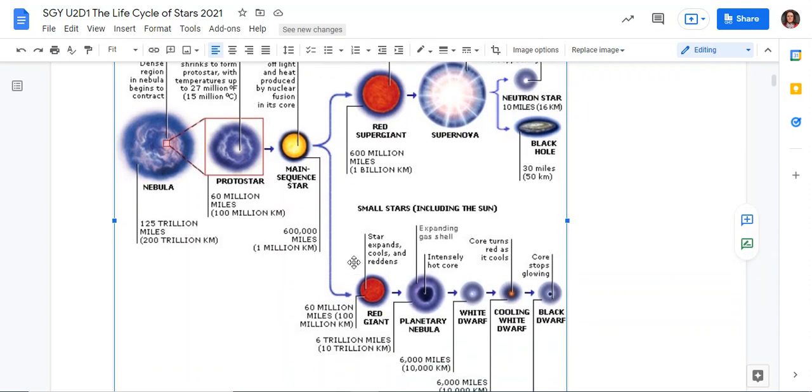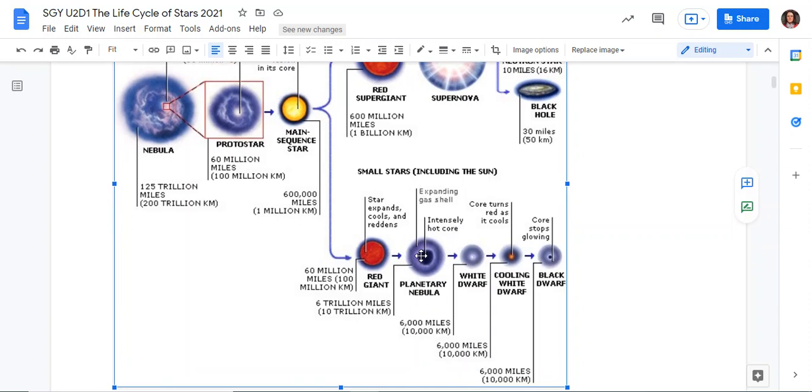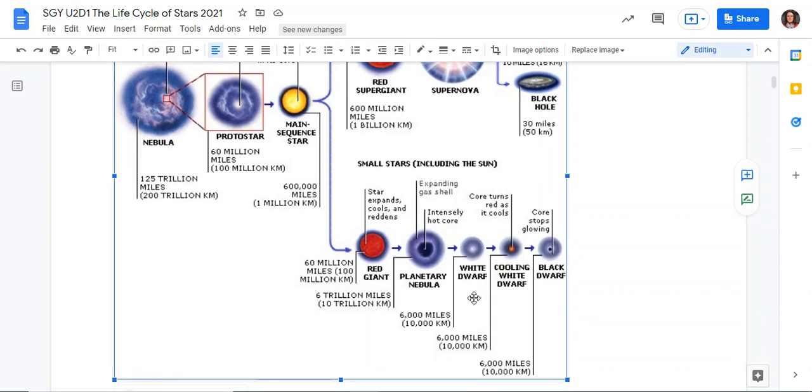Once that phase is done, and in our case, that's going to overtake Mercury and Venus and come to Earth as it becomes a red giant and expands out. It will then have an expanding gas shell with an intensely hot core. It'll be a planetary nebula, at which point the core of the sun will be left over, and that is called a white dwarf. That core turns a bit red as it cools, becomes a cooling white dwarf, and eventually the core stops glowing altogether and it becomes a black dwarf.